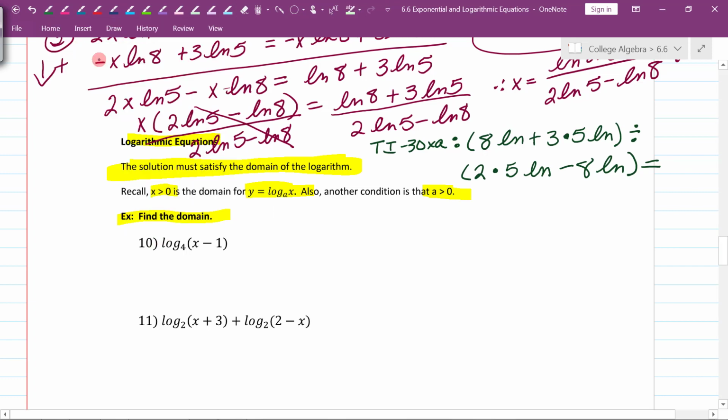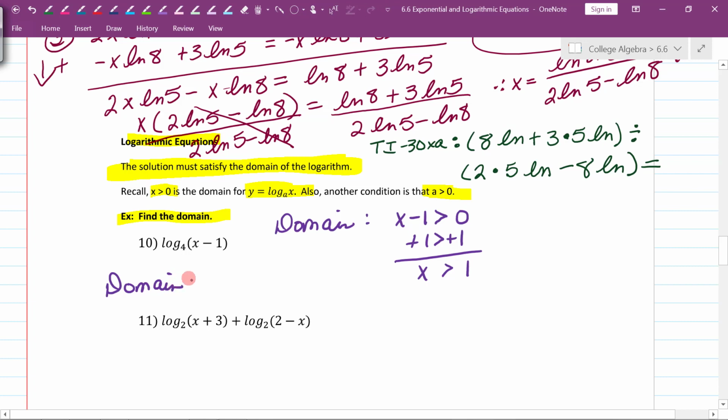We have to have 4 has to be positive, which it is, and then the domain part we're going to look at is for the x. So for our domain, we have to say that x minus 1 has to be greater than 0. It can't even equal 0. It has to be greater than 0. So we'll add 1 to both sides. And this says that x has to be greater than 1. So that is our domain for this problem.